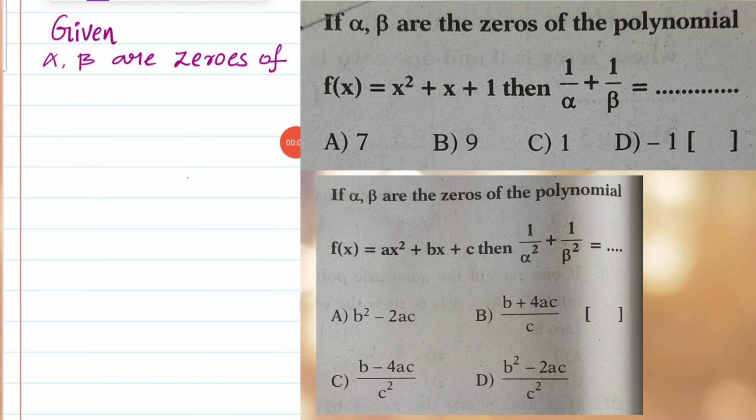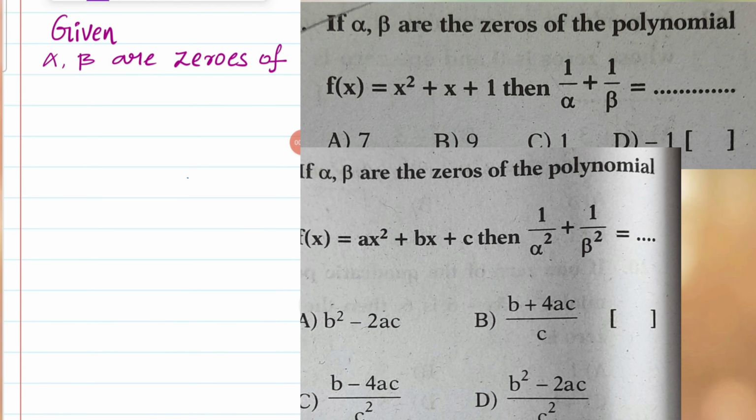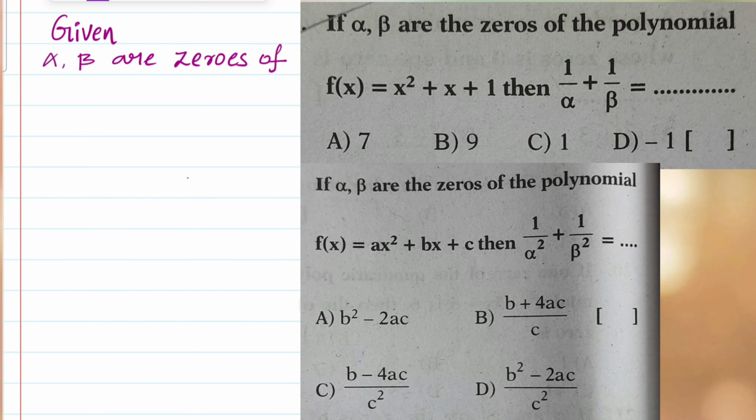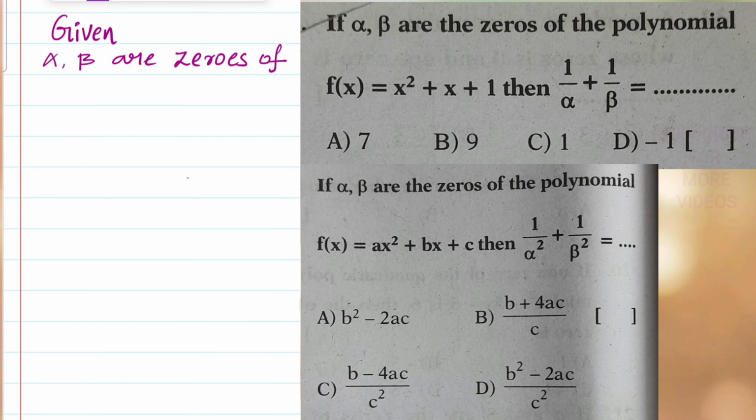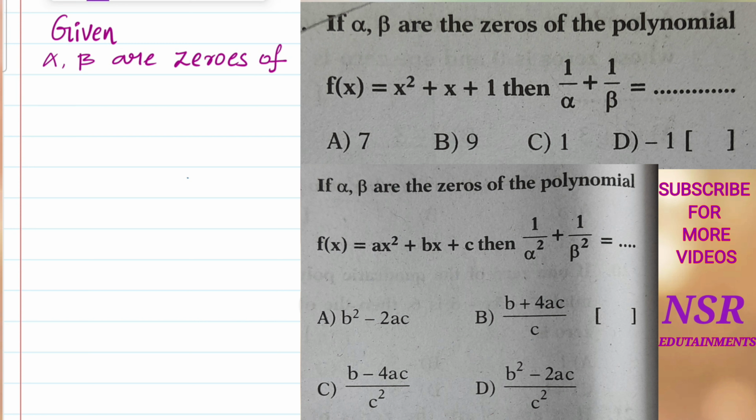Hello children, in the previous video we learned how to find the sum of zeros and product of zeros of a quadratic polynomial. Okay, now look at this problem. If alpha, beta are zeros of the polynomial x square plus x plus 1, then find 1 by alpha plus 1 by beta, and the options are 7, 9, 1 and minus 1.